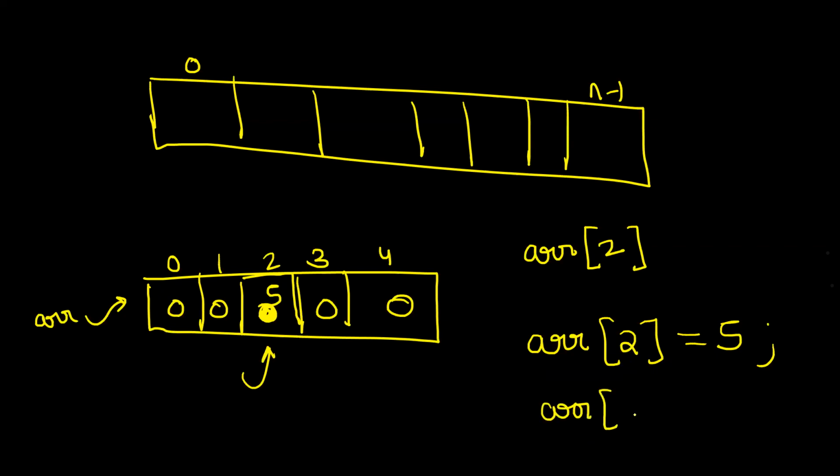ARR of 0, index 0. See, why we didn't use a double equal to? Because I want to assign a new value at this particular location. I don't want to do a comparison. What is ARR of 2? ARR of 2 is this location. I want to assign the value of 5 to this location. I want to store 5 here.